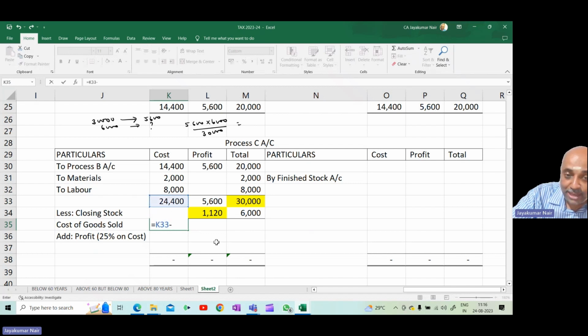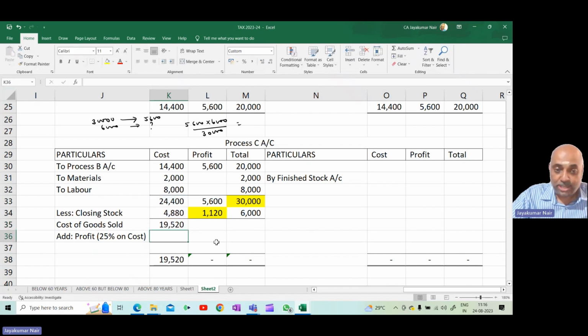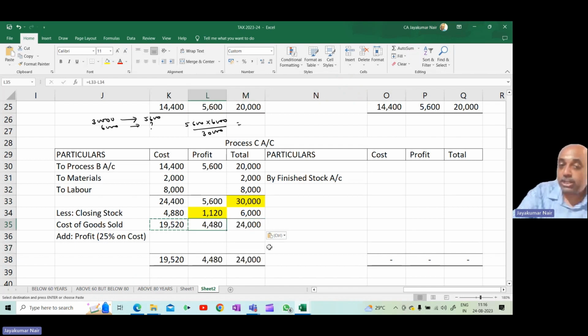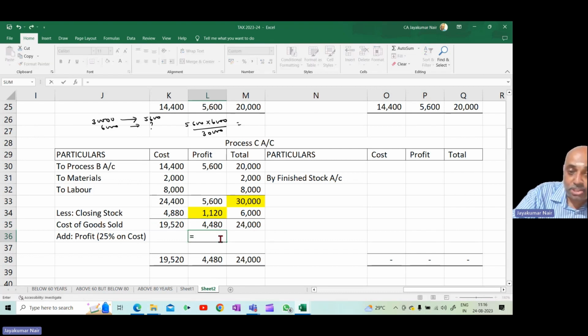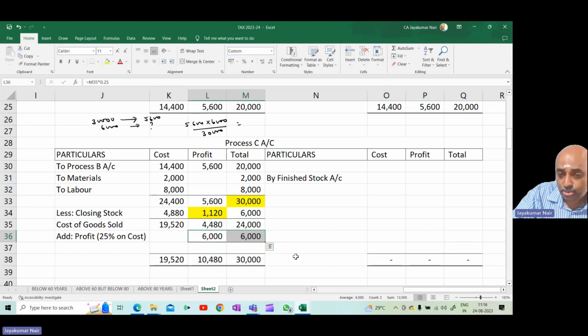If you want to know the value which is passed on to the next process, stock is 19,520 at cost. But if you see, the profit included is 4,480 from the previous two processes, that is A and B. This process has not added the profit yet. So now this process will also add the profit. How much is the profit? It is 24,000 into 25%. So when it adds that amount, it becomes 30,000. So this is the transfer price, 30,000.